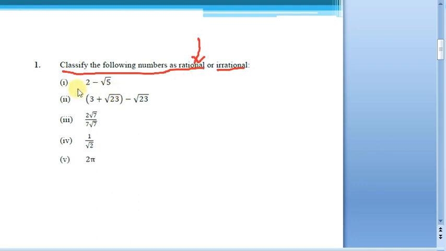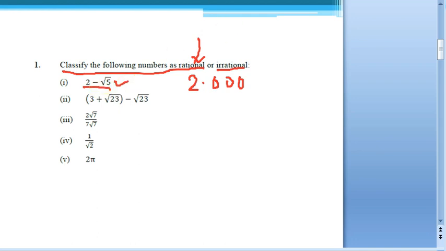Now let us see the first part, that is 2 minus root 5. Now if you see here, 2 is going to be 2.000 and so on. So that is going to be for sure terminating only. Why? Because these zeros are just here for our reference only. So that is 2, and from that you are subtracting root 5. And we know this root 5 is an irrational number.